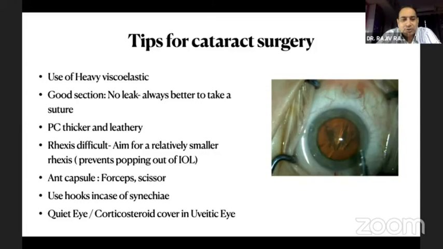For the anterior capsule, as Dr. Mohan Rajan very nicely showed, you may need to use a forceps. Sometimes even you may need a scissor. You may need to use hooks in case of synechiae. And if it's a uveitic eye, you tend to give a corticosteroid cover before planning the procedure.